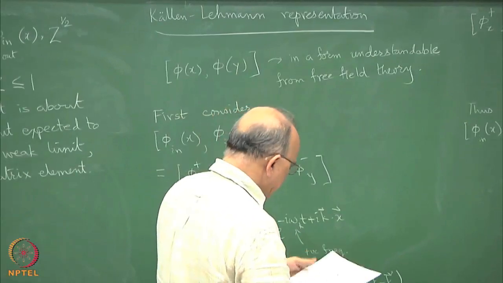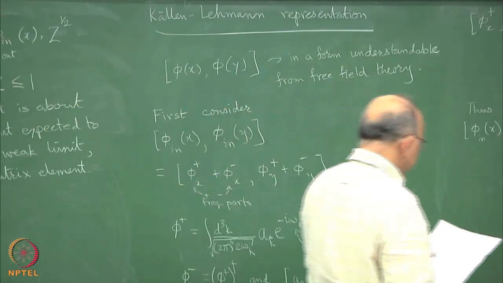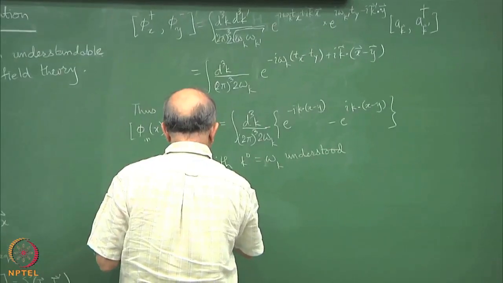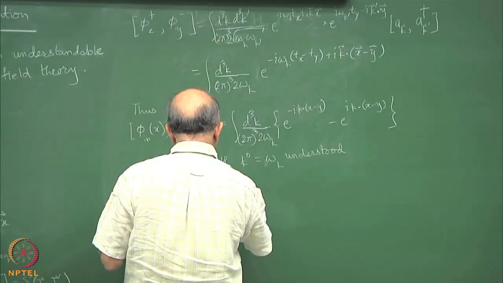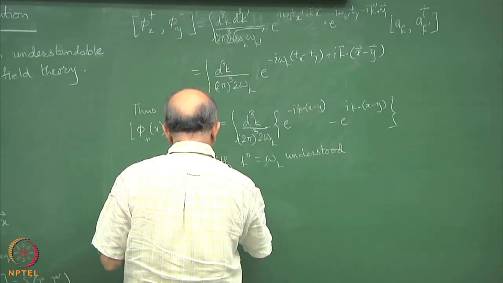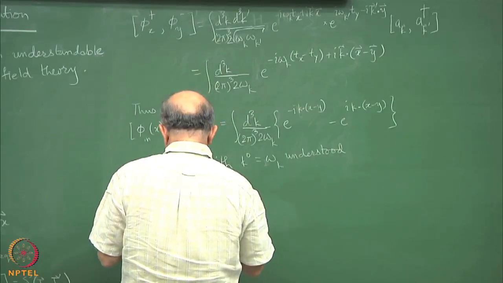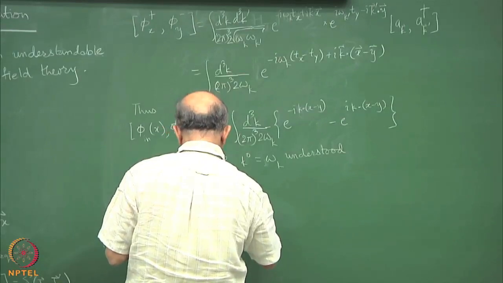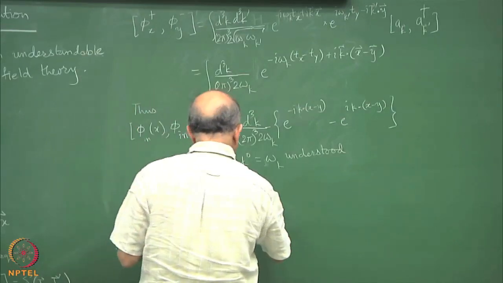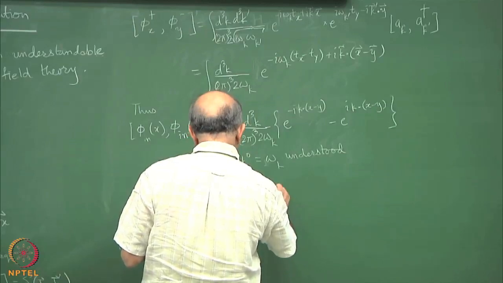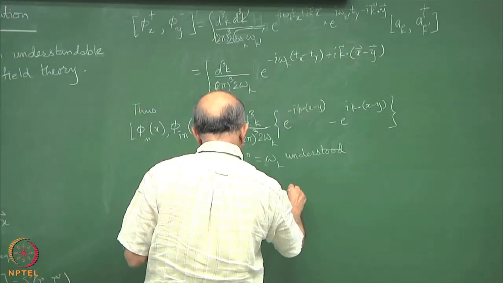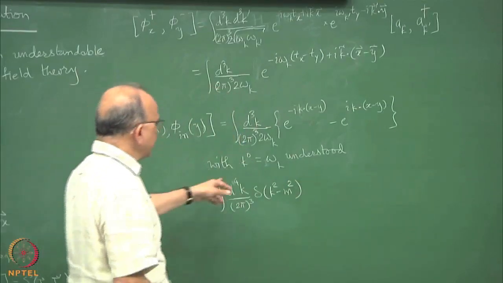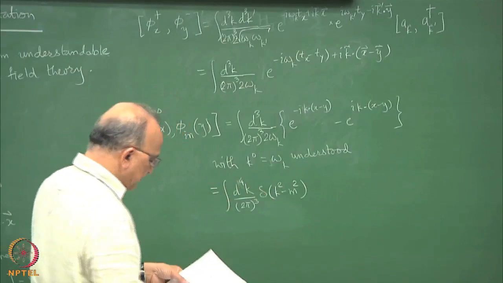but you can be clever and rewrite it as a 4-integral. So you say that this is d4k over, it is still 2 pi cube. But now we insert a delta of k square minus m square, to take care of the extra k0 integral that you put.